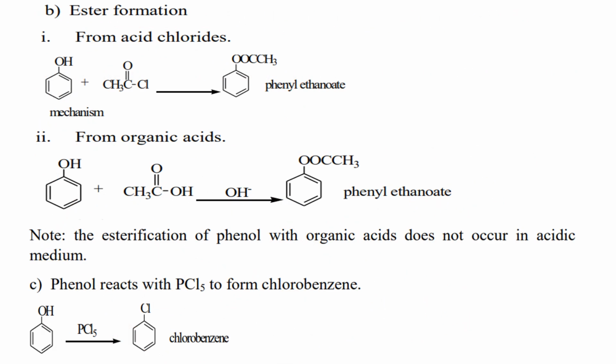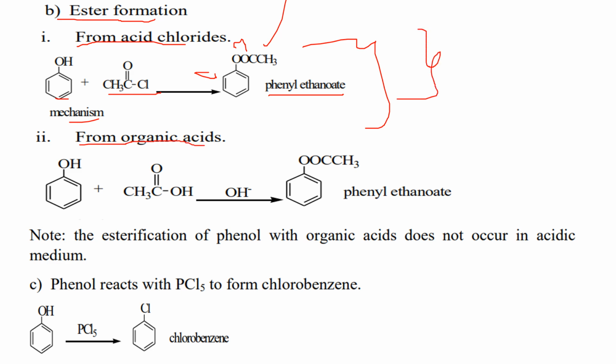So looking at ester formation as another type of reaction, here we are going to be looking at it from acid chlorides. When you have an acid chloride and react it with phenol, you are going to form phenylethanoate, which is an ester. We show that something is an ester when you have 2 R groups joined by 2 oxygen atoms. So the mechanism for this, we shall be looking at later. But let's look at another reaction for organic acids. We shall be looking at this one in more detail under the topic of esters. So from organic acids, you can react phenol with an organic acid in presence of an alkaline medium.